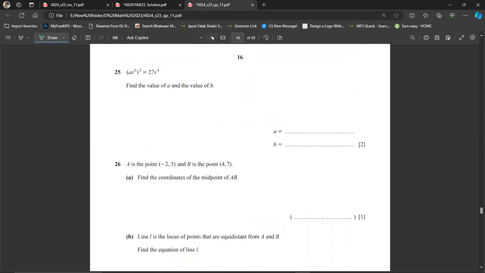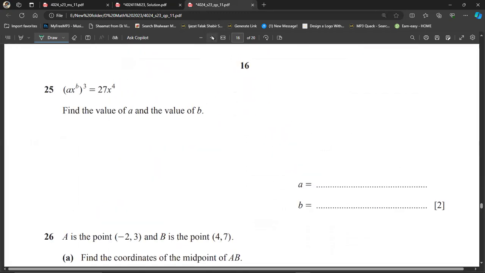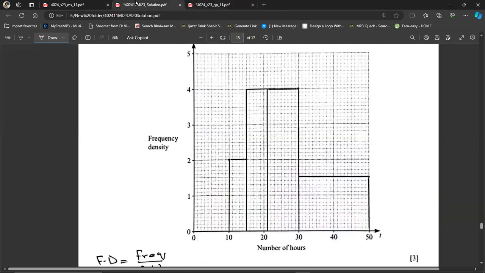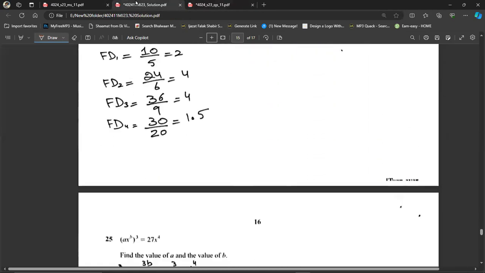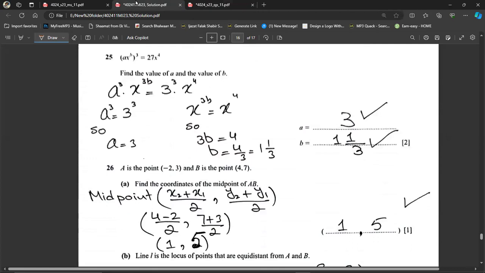Question number 25. He says x raised to power b and whole thing raised to power 3 is equal to 27 x raised to power 4. So this is a raised to power 3, x raised to power 3b, and that equals 27 x raised to power 4. We will compare, so a raised to power 3 into x raised to power 3b equals, this 27 is 3 raised to power 3, and x raised to power 4.